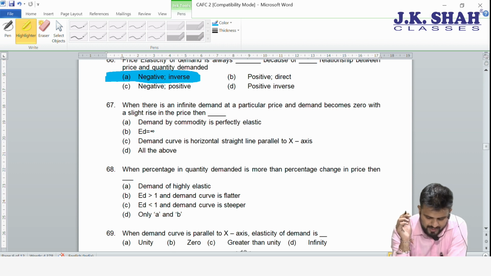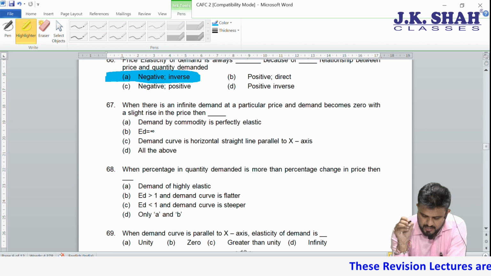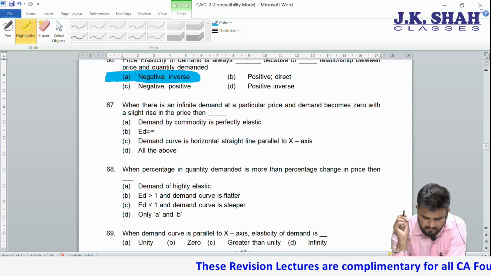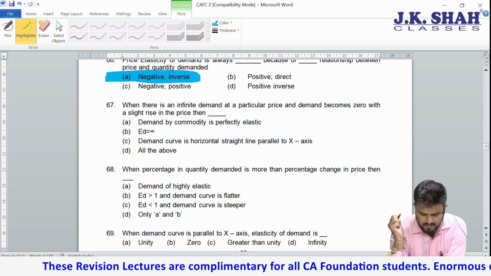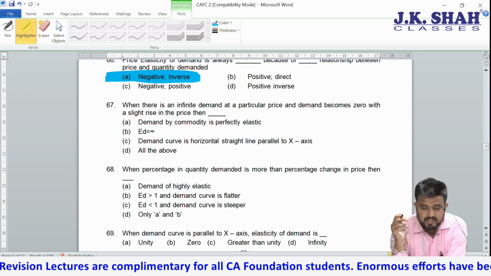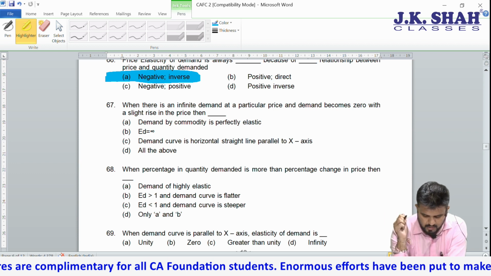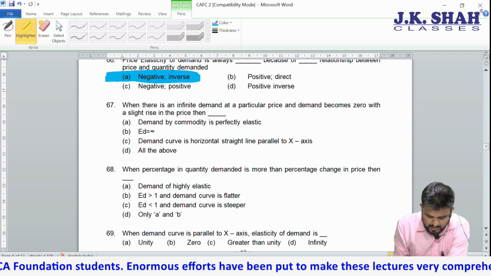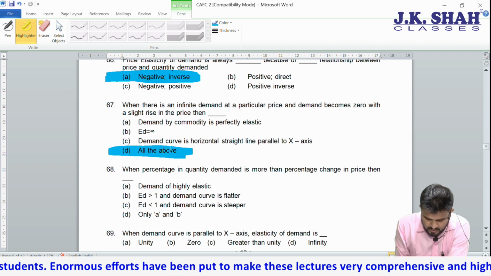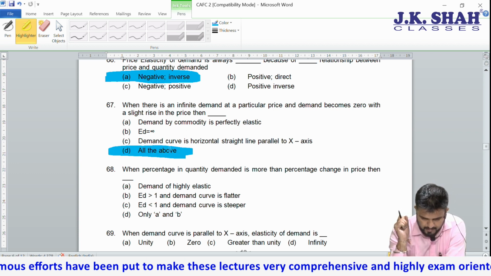67. When there is an infinite demand at a particular price and demand becomes 0 with a slight rise in the price, then I would say commodity is perfectly elastic. Absolutely yes. ED is infinite. True. Demand curve is a horizontal straight line parallel to x-axis. Very true. All three are correct. They are talking about infinite.